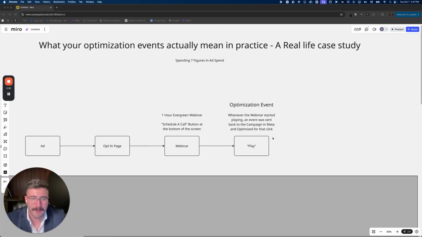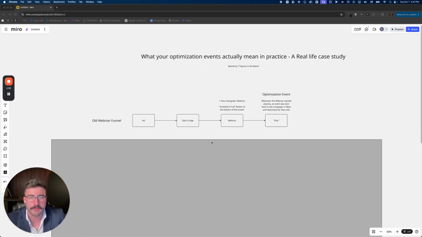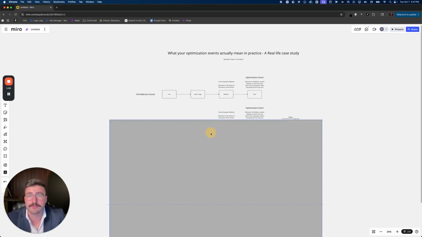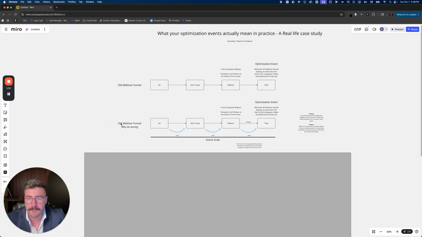So what was happening was, whenever this webinar was played, the optimization event of play, which was a custom event, would be signaled back to the campaigns in Meta through the pixel. Essentially, whoever got to that page and played the webinar was sent back to the pixel and optimized for, so that the algorithm continues finding more people that would play the webinar. In theory, this does sound decent, but I'm going to show you why this isn't going to work. So this is why it's wrong.